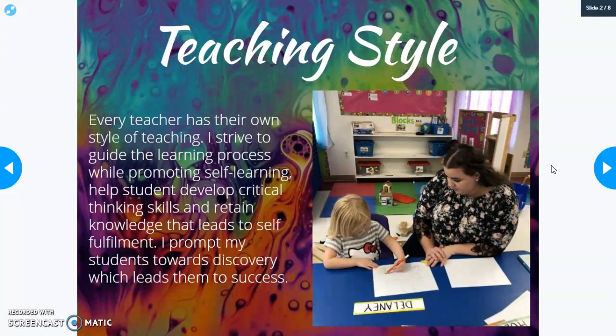I strive to guide the learning process while promoting self-learning, help students develop critical thinking skills, and retain knowledge that leads to self-fulfillment. I prompt my students towards discovery, which leads them to success.